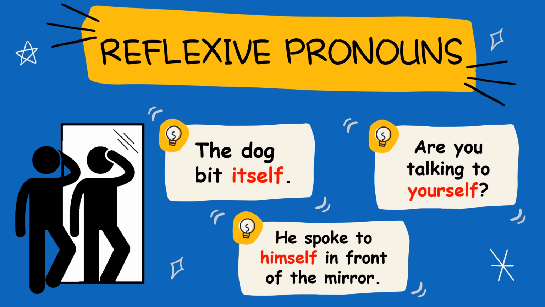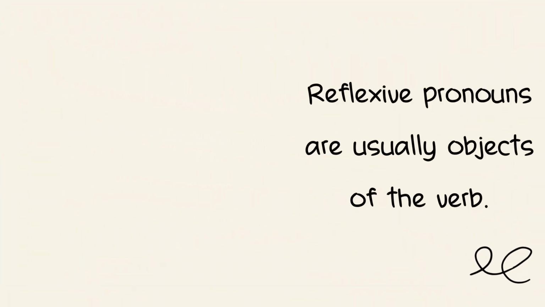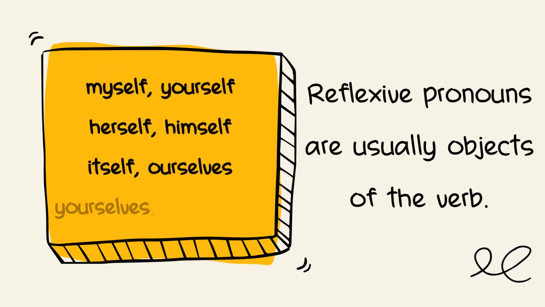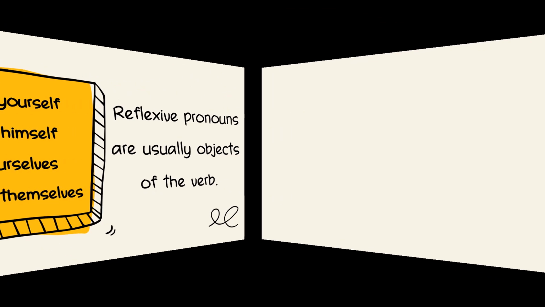Understood, children? Reflexive pronouns are usually objects of the verb. The reflexive pronouns are myself, yourself, herself, himself, itself, ourselves, yourselves, and themselves. It always ends with self or selves and refers to another noun or pronoun in the sentence. That is usually the subject of the sentence. It is clear, children? Now let us go to the next pronoun, that is emphatic pronouns.